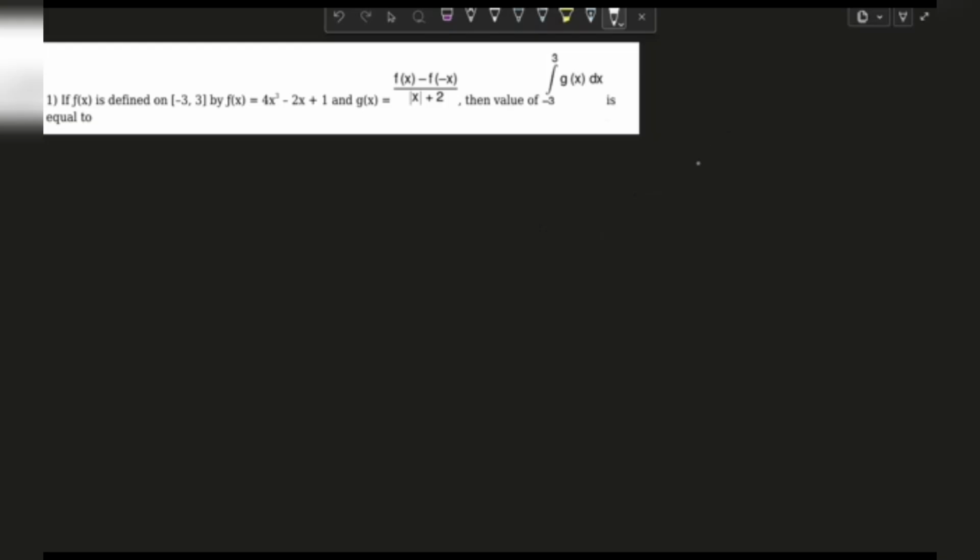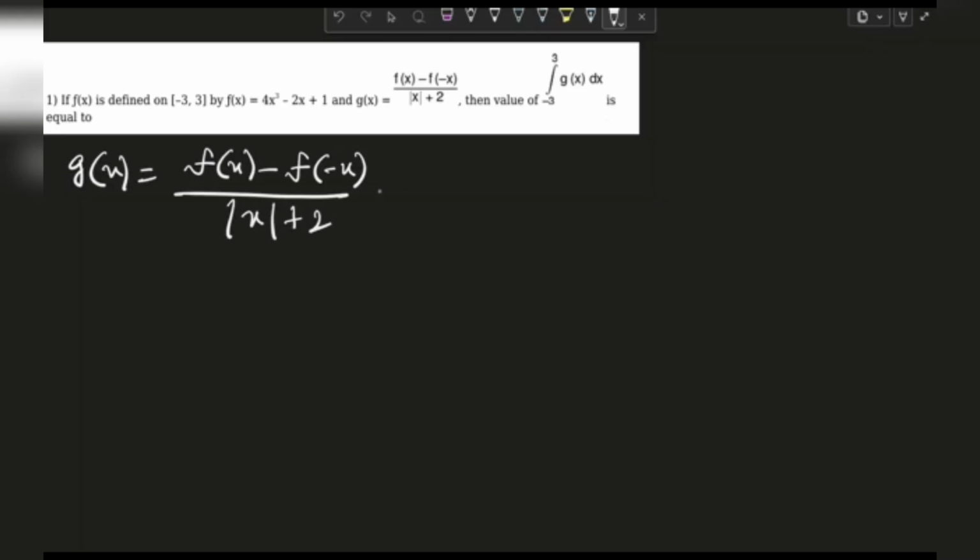So basically here we have a function defined on -3 to 3, which is given by f of x equal to 4x cubed minus 2x plus 1. And there is a function g of x which is defined something like this: f of x minus f of minus x divided by modulus x plus 2. So I guess this is actually a pretty easy question. What I will do is I will first try to write out g of x. So this is f of x minus f of minus x divided by mod x plus 2, right?